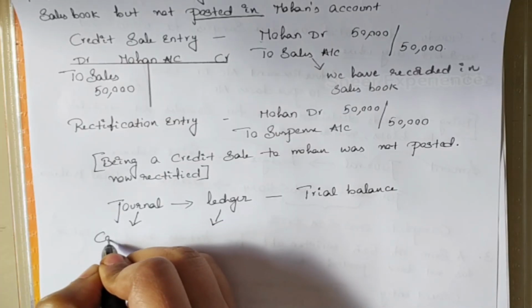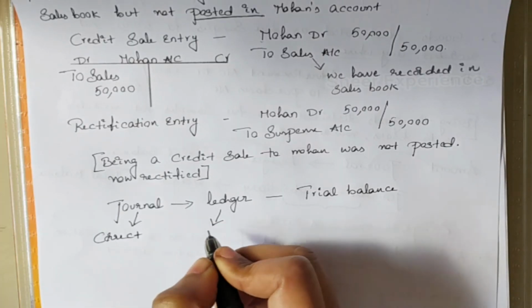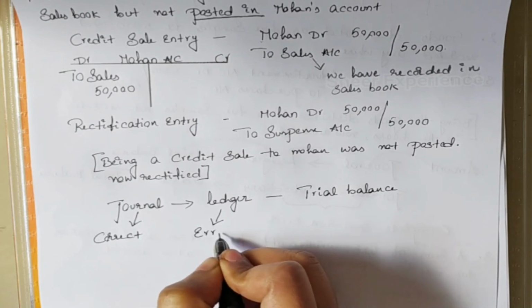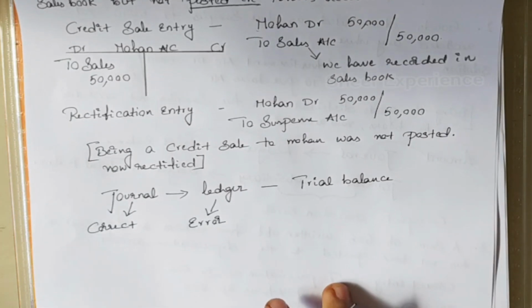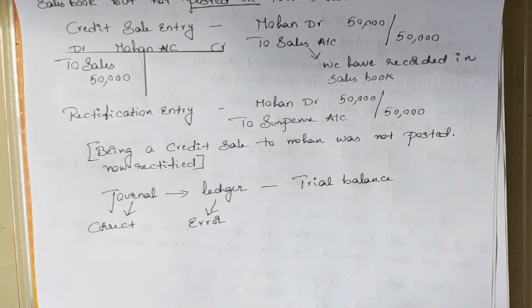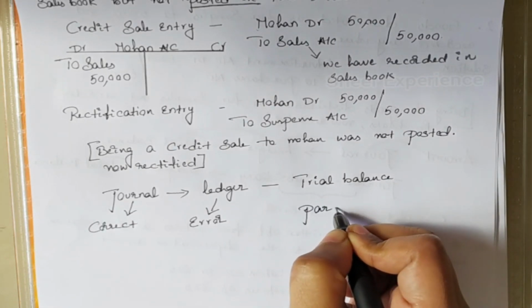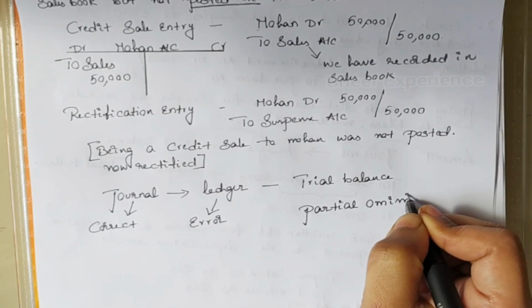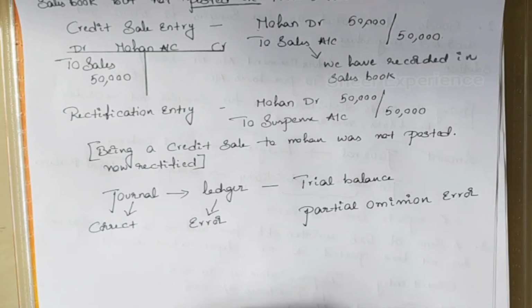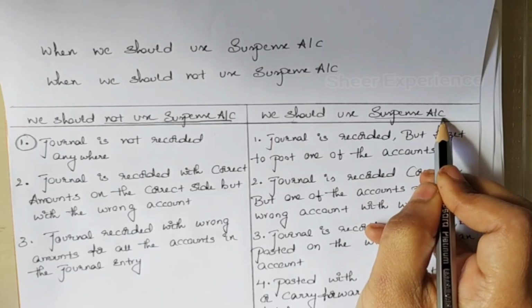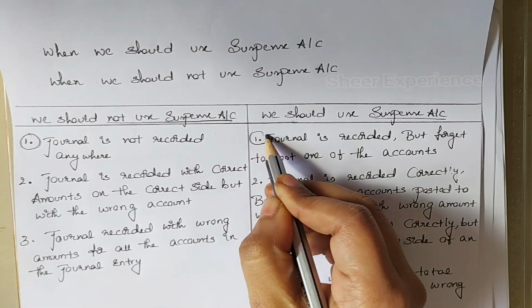In the third and fourth errors, we have recorded the journal correctly, but we made an error in the ledger posting. Here we have posted one account correctly in the ledger, but forgot to post another account. So the posted account balance has gone to trial balance. The other account which we forgot to post has not gone to trial balance. So this type of error is called partial omission error, also called one-sided error. So we should use suspense account while rectifying this type of error.